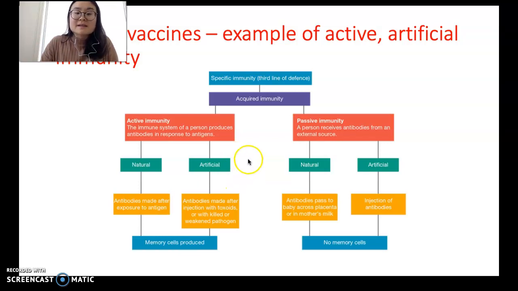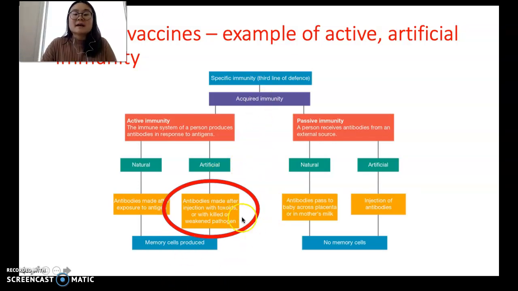Artificial is when your body produces antibodies because it's artificially encountering the pathogen. An example of this is vaccines. In vaccines, the pathogen is injected into you, usually in your upper arm, and now your body has to respond by producing antibodies. So the difference between natural and artificial is the way the pathogen is introduced into your body. Naturally, your body meets the pathogen because you get sick. In artificial, someone has to inject you with the pathogen in the form of a vaccine.